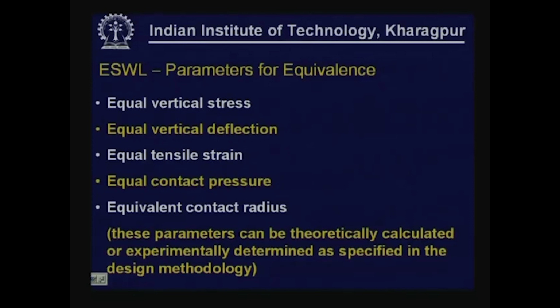These parameters can theoretically be calculated using some appropriate theory, or they can be experimentally determined as specified by the design methodology. So, any design methodology which uses an equivalent single wheel load approach has to specify how this equivalent single wheel load has to be determined, whether it has to be determined by an experimental approach. If it is an experimental approach, what sort of an experiment has to be conducted, how exactly this has to be done, and if it is a theoretical one, which theory is to be used, at what location, which parameter has to be calculated. Complete framework has to be specified by the agency which is using this equivalent single wheel load approach.